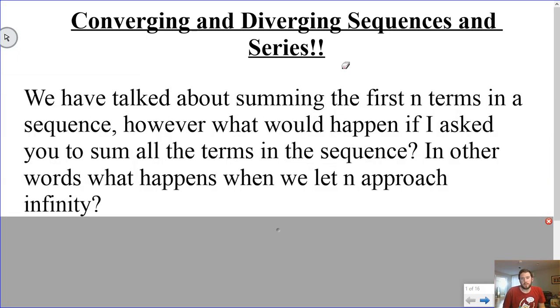We have talked about summing the first n terms in a sequence, or in other words, we've talked about series already. So we've talked about arithmetic series, geometric series. However, what would happen if I asked you to sum all of the terms in a sequence? So instead of finding S5 or S8, the first 5 terms or the first 8 terms, how would we find the sum of all terms in a series? Or, in other words, what happens when n approaches infinity?